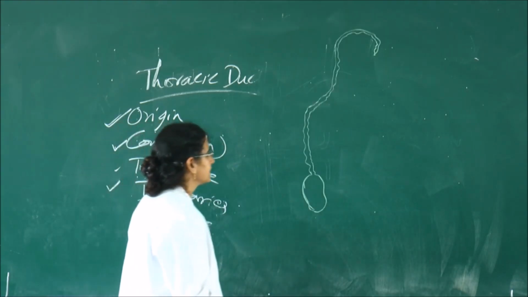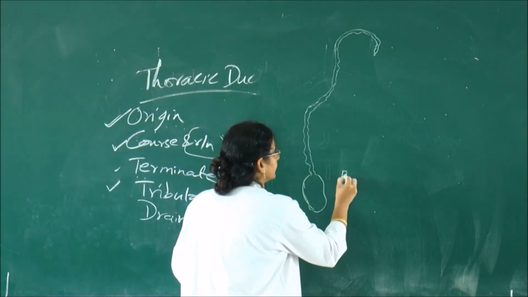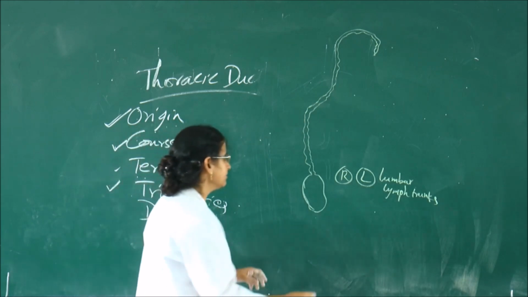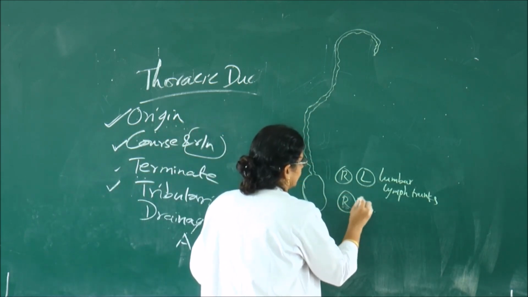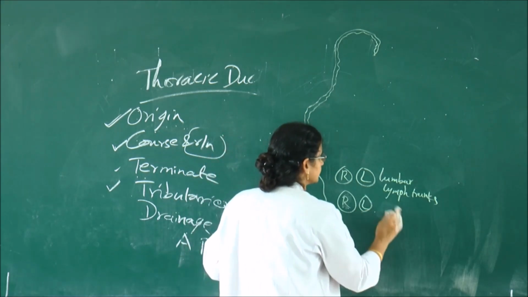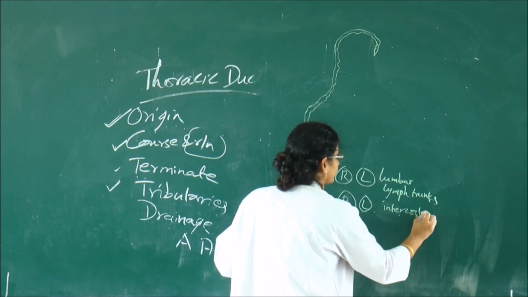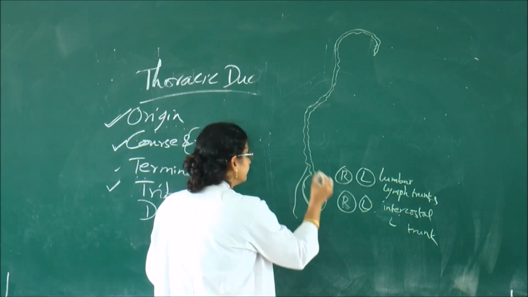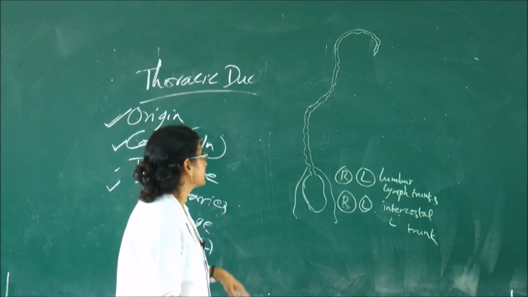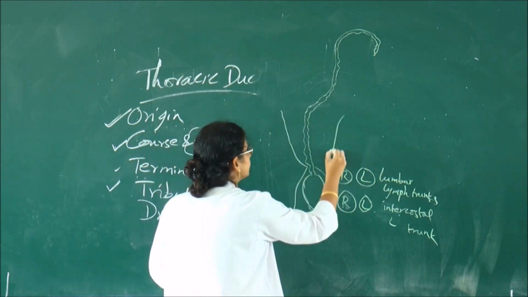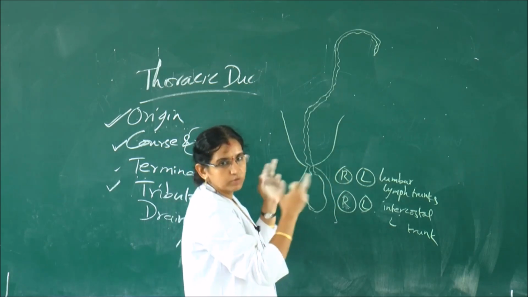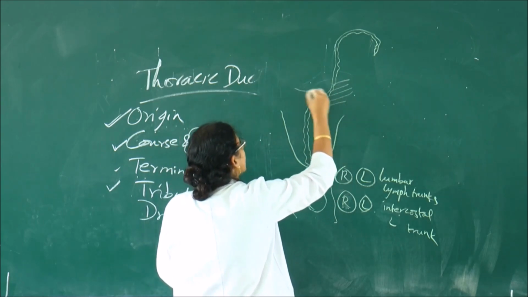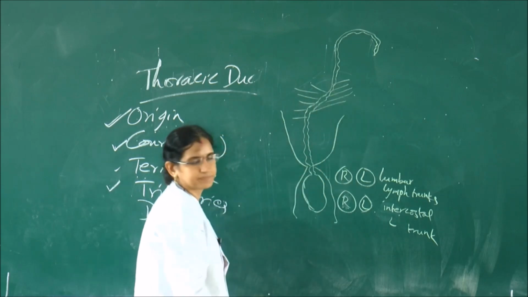So what are the tributaries? It will receive right and left lumbar lymph trunks. It will also receive right and left intercostal lymph trunks. So it will receive the lymph trunks coming from the lumbar region, right and left. It will also receive intercostal lymph trunks which collect the lymph from the lower 6 intercostal spaces on either side. And it will receive the lymph directly from upper 6 intercostal spaces, directly.